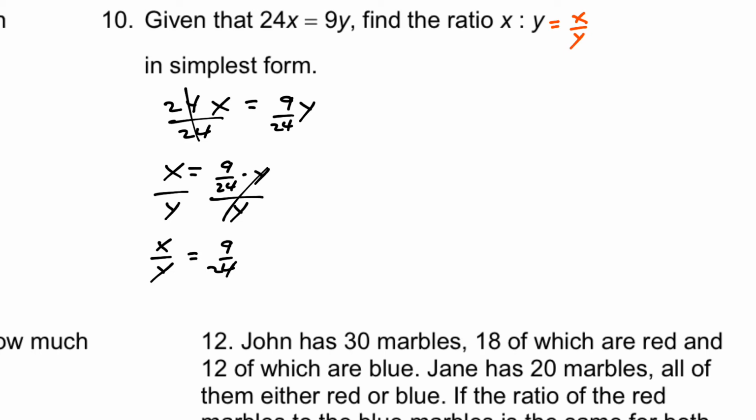Now you could reduce that. If you divide the numerator by 3, you would get 3, and divide the denominator by 3, and you would get 8. So that would be the reduced form of your ratio X to Y.